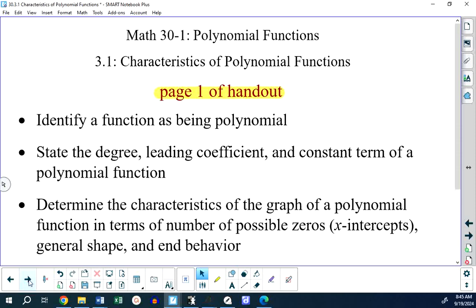The general shape, what's called the end behavior, how many different x-intercepts there may or may not be, which I admit is kind of vague. So today we're saying, well, this polynomial function may have this many or this many or this many x-intercepts. We will learn later how we decide definitely how many it has. But we will also learn today that by looking at a polynomial function, you'll be able to say it cannot have this number of x-intercepts.